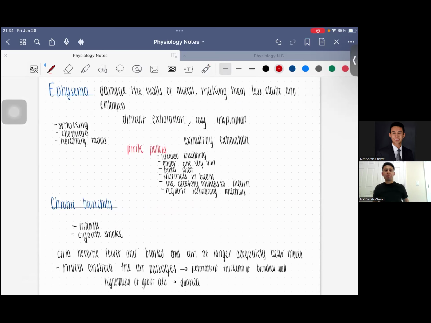Finally, the last part of the video: emphysema and chronic bronchitis. So with emphysema, we're going to have damage in the walls of the alveoli, making them less elastic and enlarged. And this is pretty cool to me.